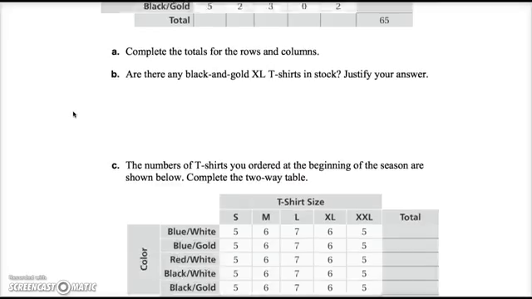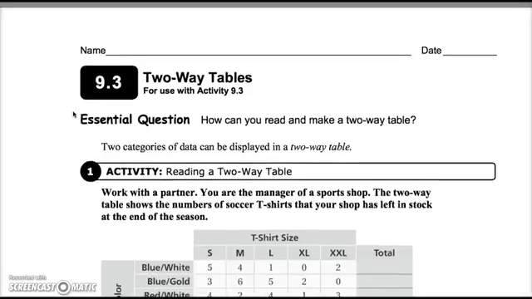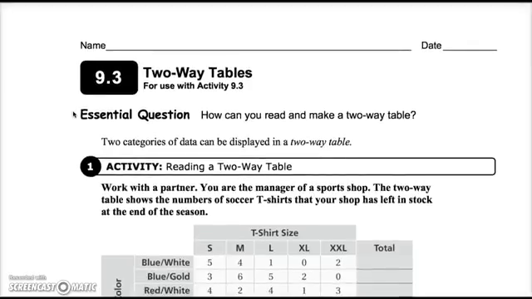Okay, we're going to be on page 193 of your workbook. It'll say 9.3 two-way tables up at the top. This is just another way that you can look at data, and a two-way table is just what it says. You have two different categories that are kind of interchangeable. You'll see more when we start going through this. First, we're just going to look at how you read a two-way table, and then we'll get into actually making two-way tables in a little bit.